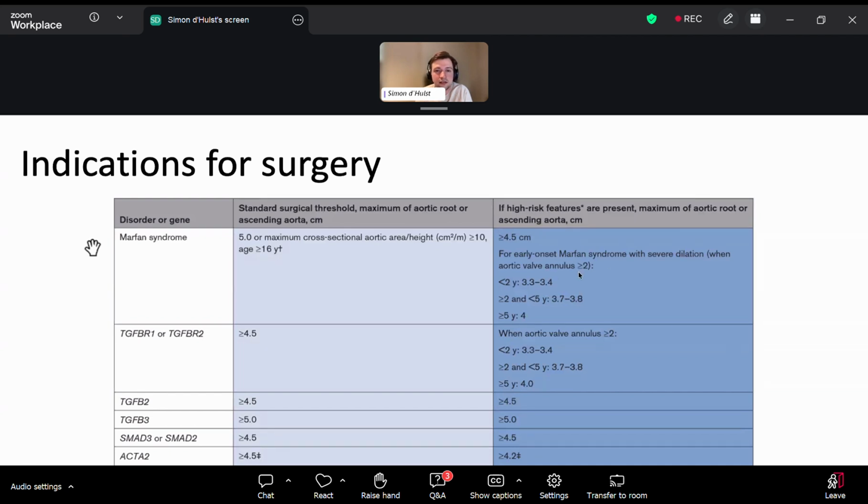Additional risk factors, as you can see on the right, such as rapid growth or family history, can further modify these surgical thresholds to 40 millimeters, or in really young children, even smaller diameters.